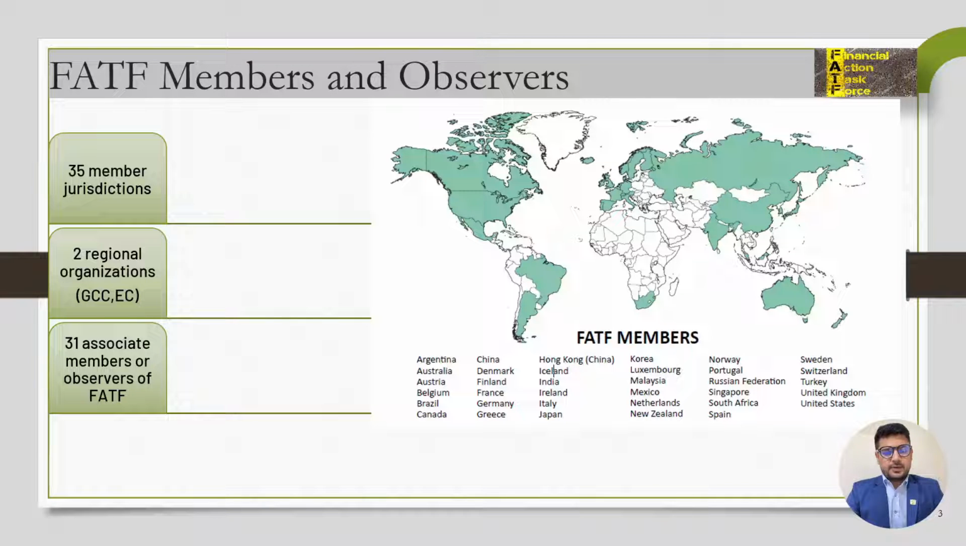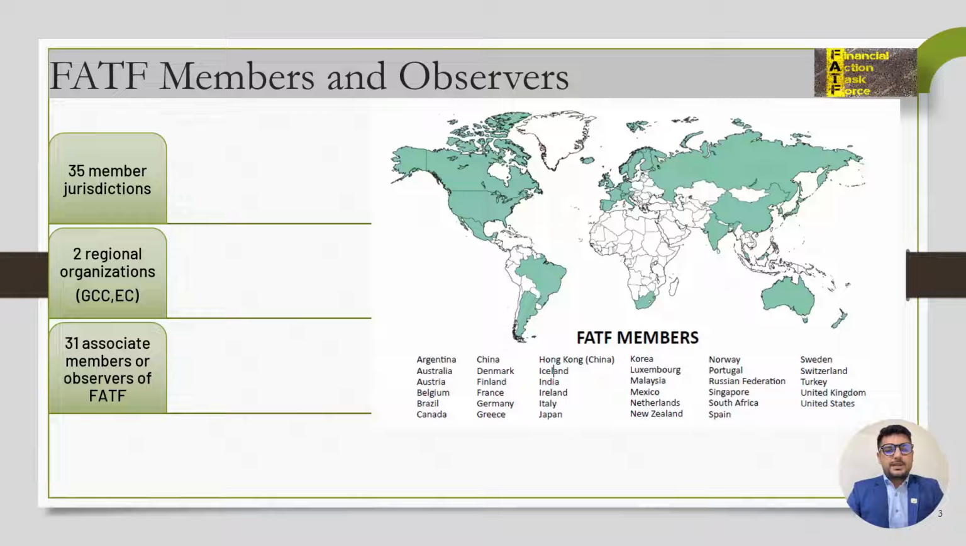If we talk about jurisdictions, there are 35 permanent members of FATF right now: Argentina, Australia, Austria, Belgium, Brazil, Canada, China, Denmark, Finland, France, Germany, Greece, Hong Kong, Iceland, India, Ireland, Italy, Japan, Korea, Luxembourg, Malaysia, Mexico, Netherlands, New Zealand, Norway, Portugal, Russia, Singapore, South Africa, Spain, Sweden, Switzerland, Turkey, United Kingdom, and United States. These are the 35 members.